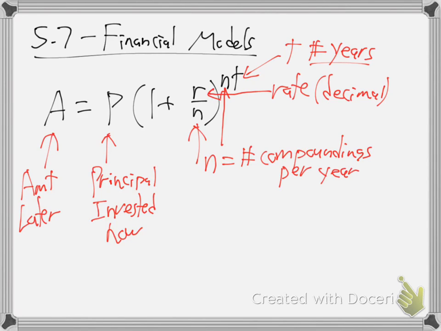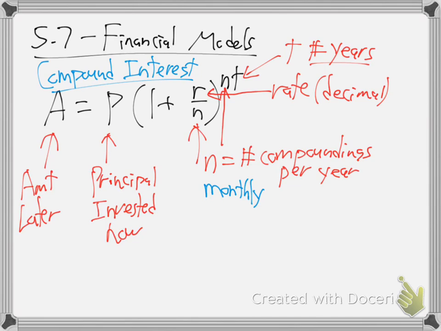per year. So, for example, this is for compound interest. So this is the compound interest formula. They say, "Hey, we're going to compound this money monthly." Monthly. How many times per year is that? 12. So n would just be 12. n is number of times per year.